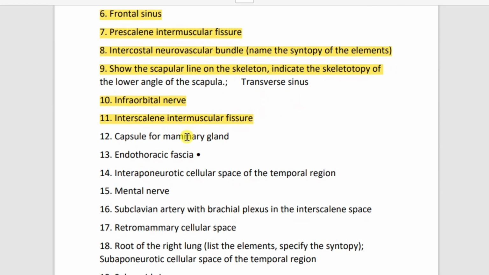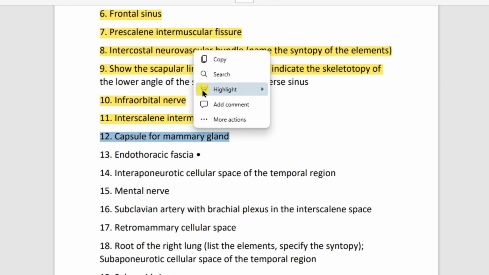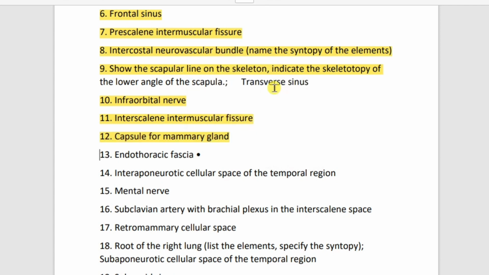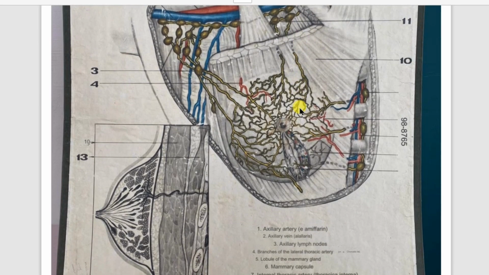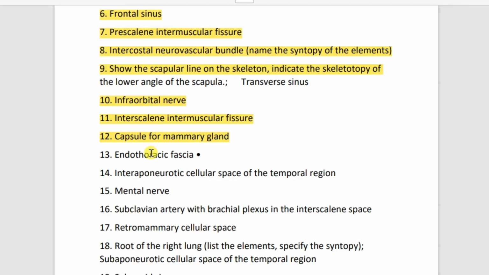We have the capsule of the mammary gland. So where can we find it? We can find it only in the thoracic region. Okay, so have a look here, guys. You can see the capsule, this one. This is the capsule of the mammary gland, and on the inside this is a lobule of the mammary gland. Let's have a look at our next preparation.